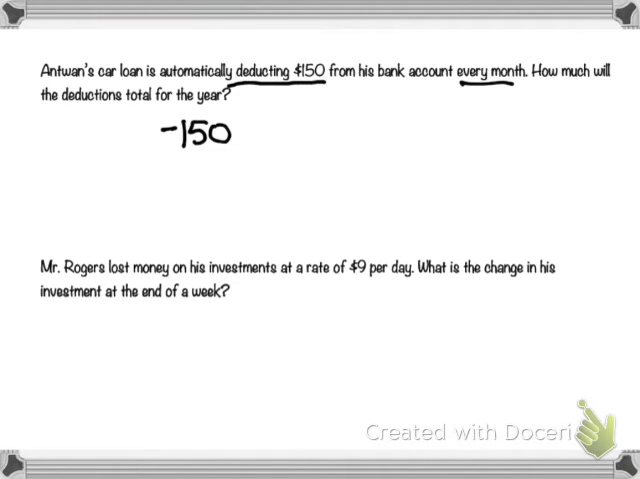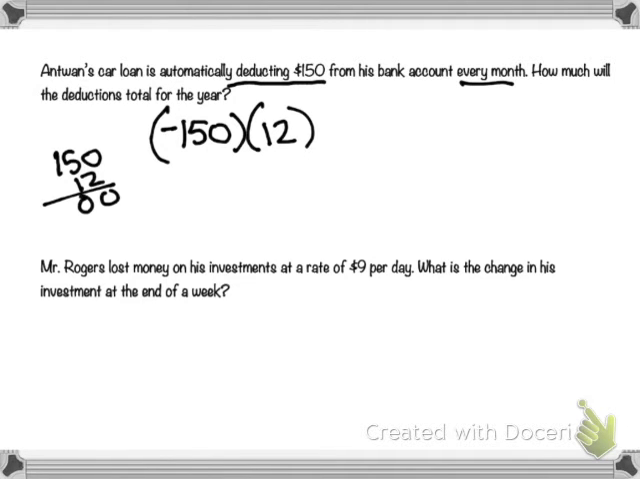And every month, so how many months are there in a year? Well, there's 12 months. So we know that we are multiplying negative 150 times 12. So if we multiply 150 times 12, 0 times 2 is 0. 2 times 5 is 10, carry the 1. 2 times 1 is 2, plus 1 is 3. Put our space saver. And then 0 times 1 is 0. 5 times 1 is 5. 1 times 1 is 1. And then we add, and we get 1,800.